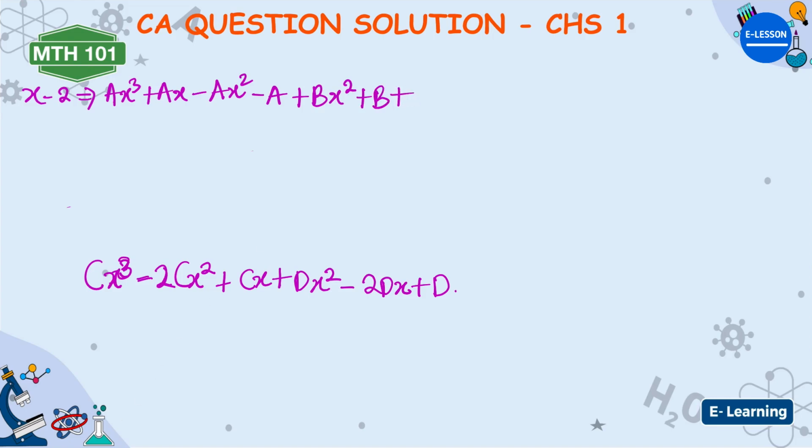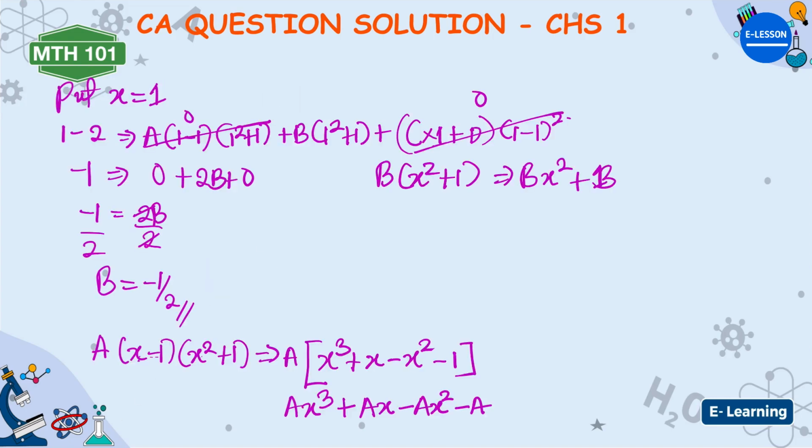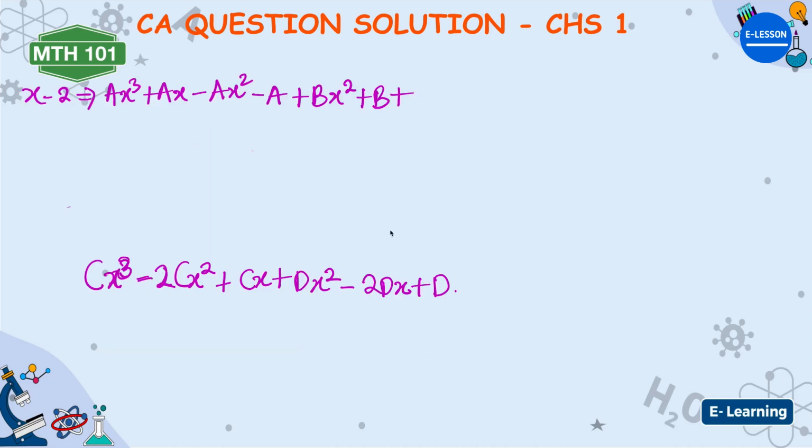Plus that of C is the longest. Did I keep the expansion for? Okay, that is what we have under here. So that will give us CS cube, okay, minus 2CS square plus CS plus DS square minus 2DS plus D. Are you getting it now? Plus D.